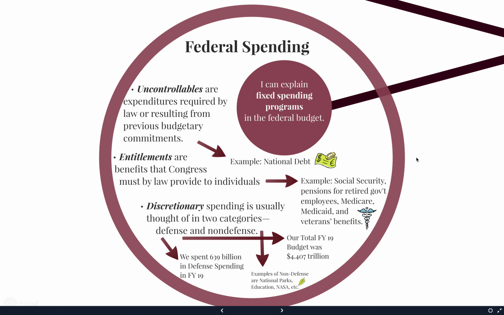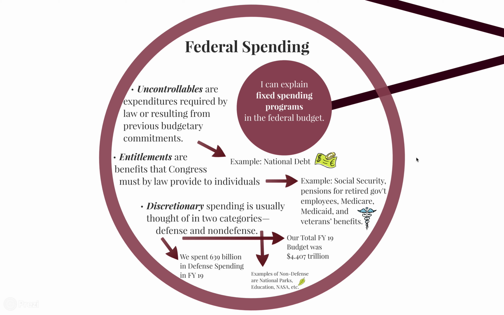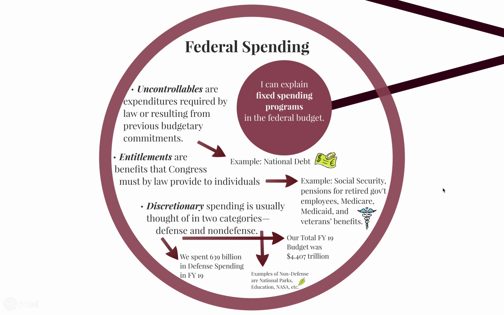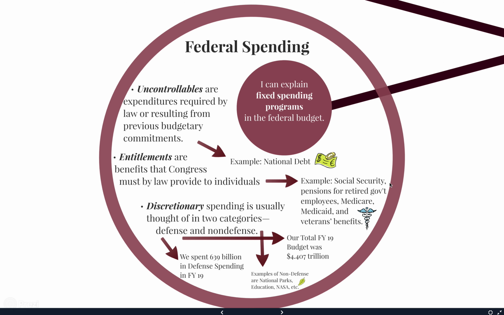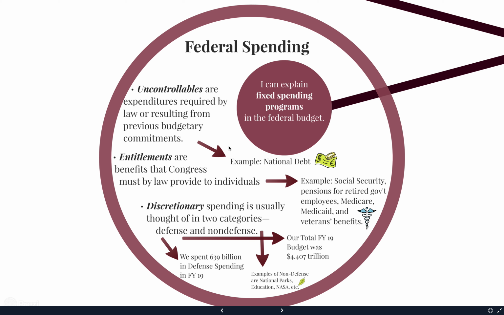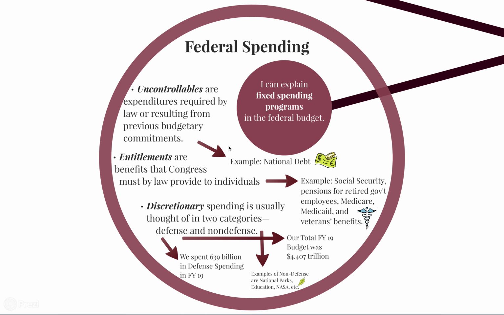Okay, federal spending. So what are some fixed spending programs? This is one of our big goals that we're hitting on this week. Well, for example, fixed spending that we need to have in our budget are called uncontrollables. So for example, national debt. When we are creating a budget, we cannot control how much we spend on national debt. It's an uncontrollable. We don't get to negotiate that. We need to pay off our debt.